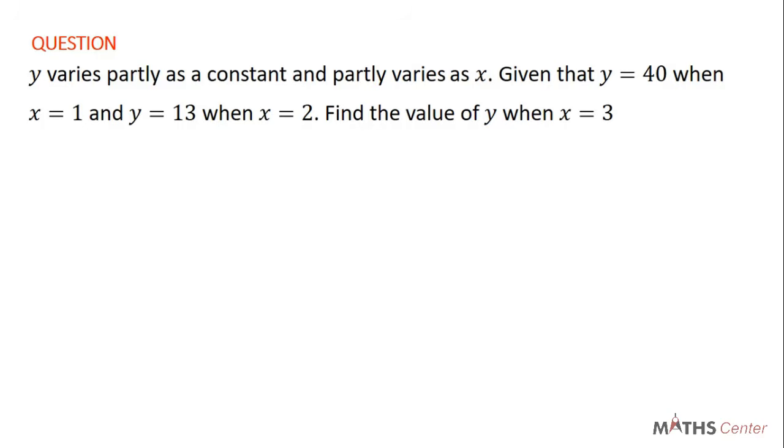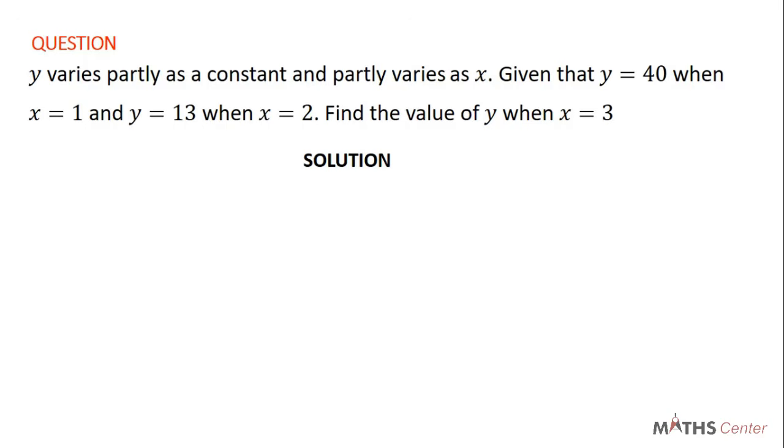y varies partly as a constant and partly varies as x. Given that y is equal to 40 when x is equal to 1 and y is equal to 13 when x is equal to 2, find the value of y when x is equal to 3. So we can see clearly from here that our variation is in two parts. So this is a partial variation.